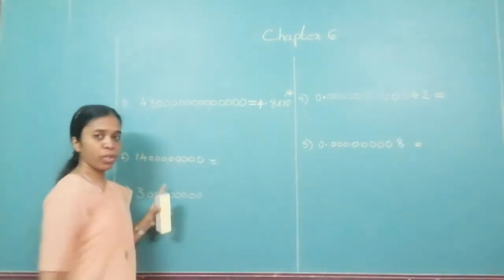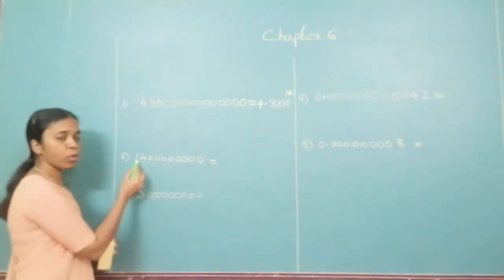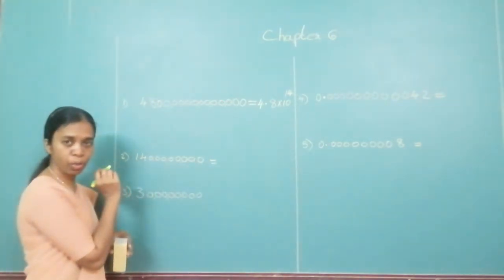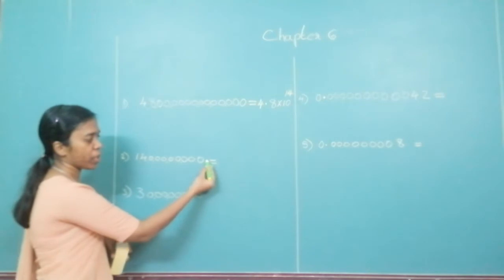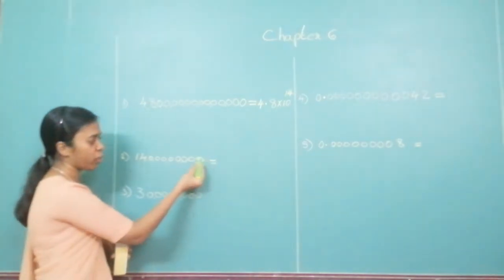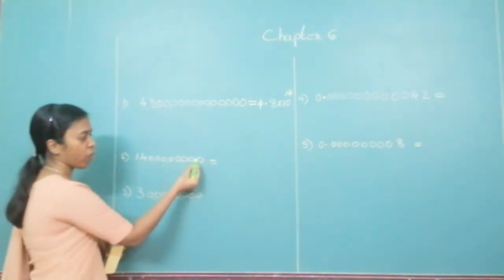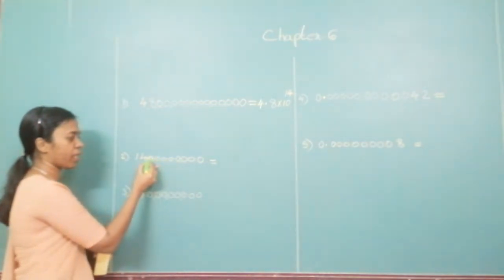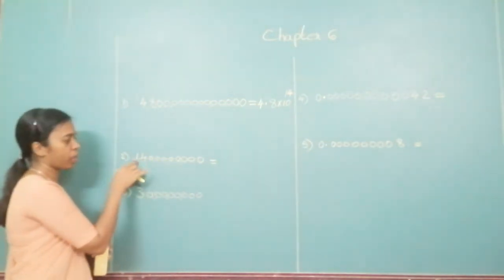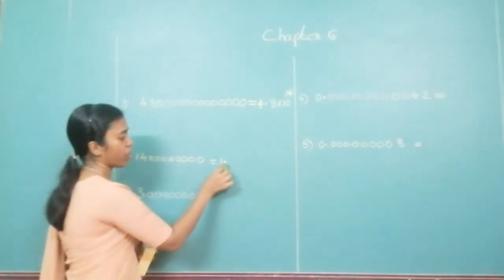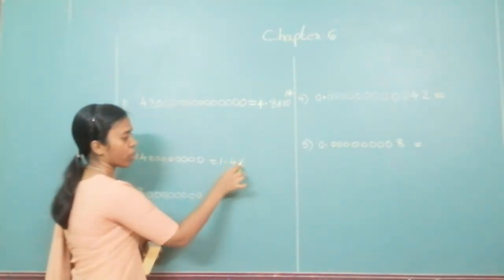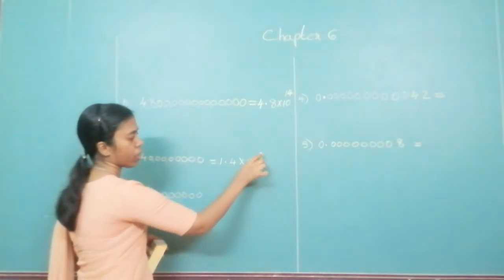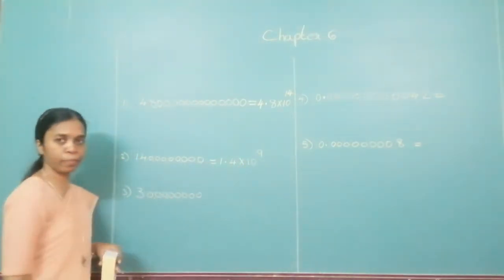Similarly, can you do this number? Now, I want to write it in one integer form. Right now, where is my decimal? The decimal is over here, so I have to bring it toward the left. 1, 2, 3, 4, 5, 6, 7, 8, 9. So I am bringing the decimal after this, and I will have 1.4 into 10 raised to 9.